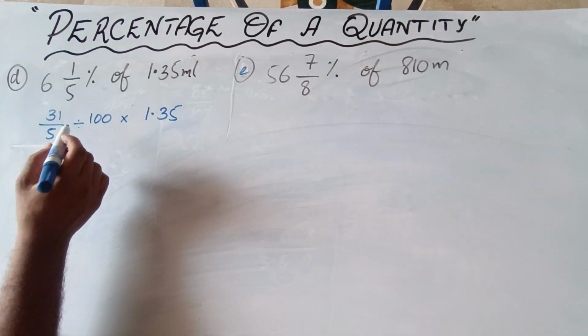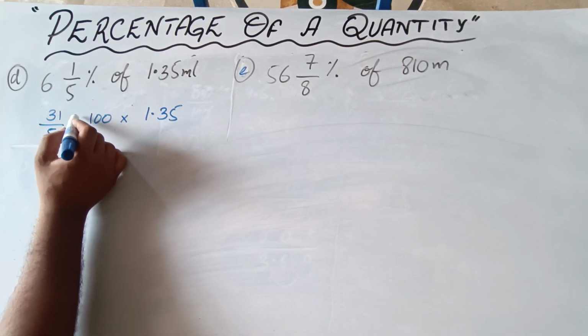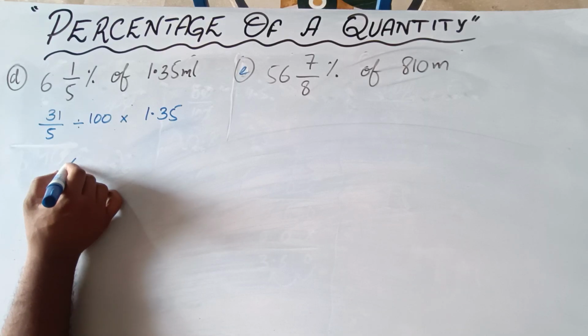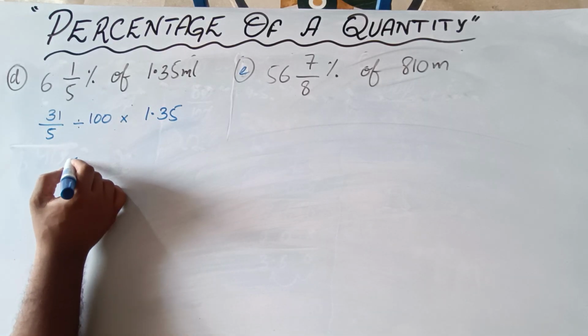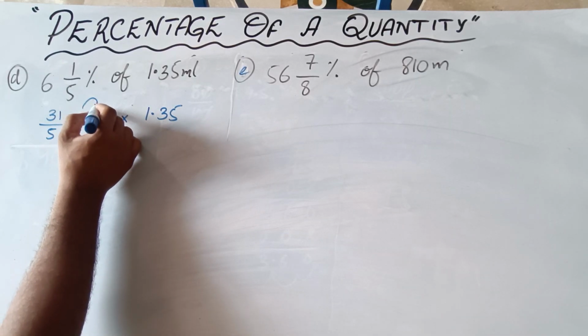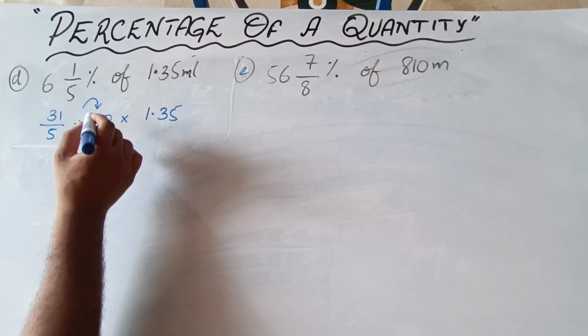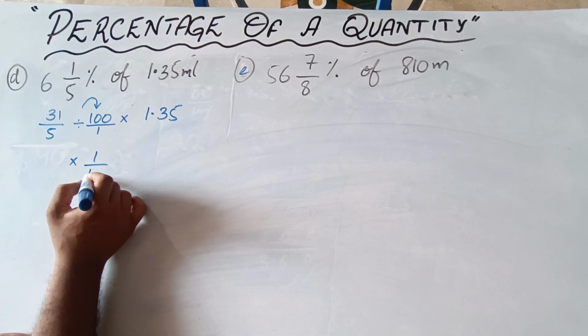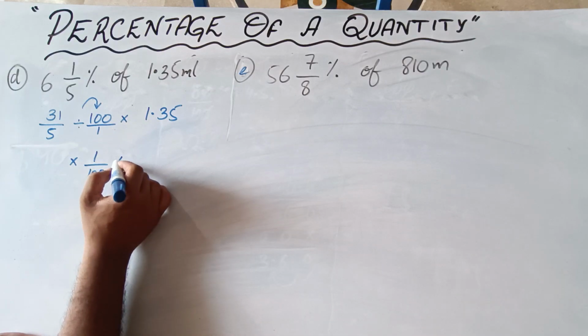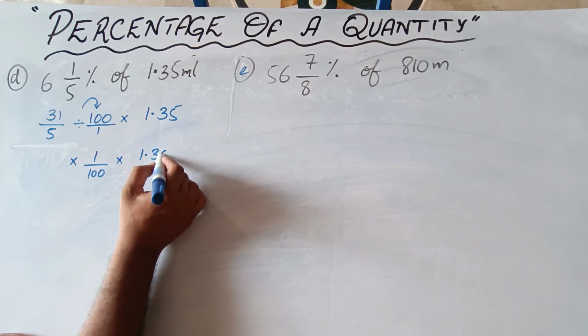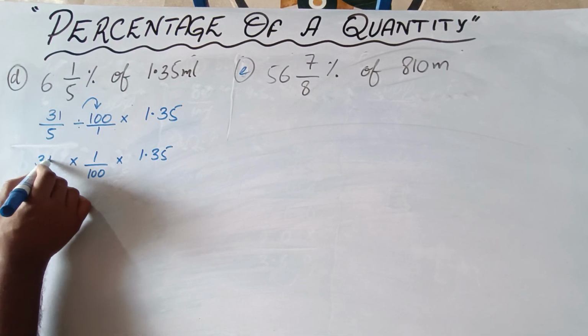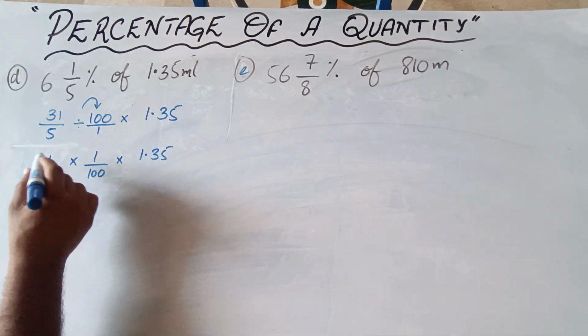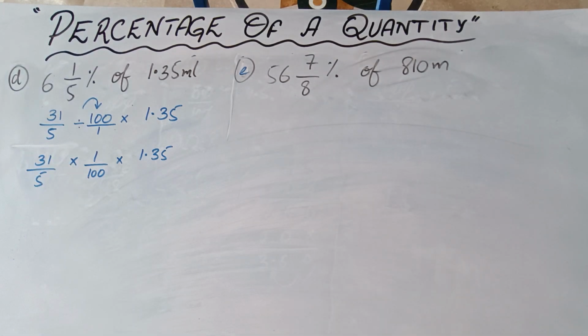Now according to rules, we change divide sign into multiply sign, and as we change the divide sign into multiply sign, the thing which is written on the right side of it would be reciprocal. Right now it is 100 upon 1, so it would become 1 upon 100, and rest of the things will remain the same. Now we will see whether anything is cancelling or not.